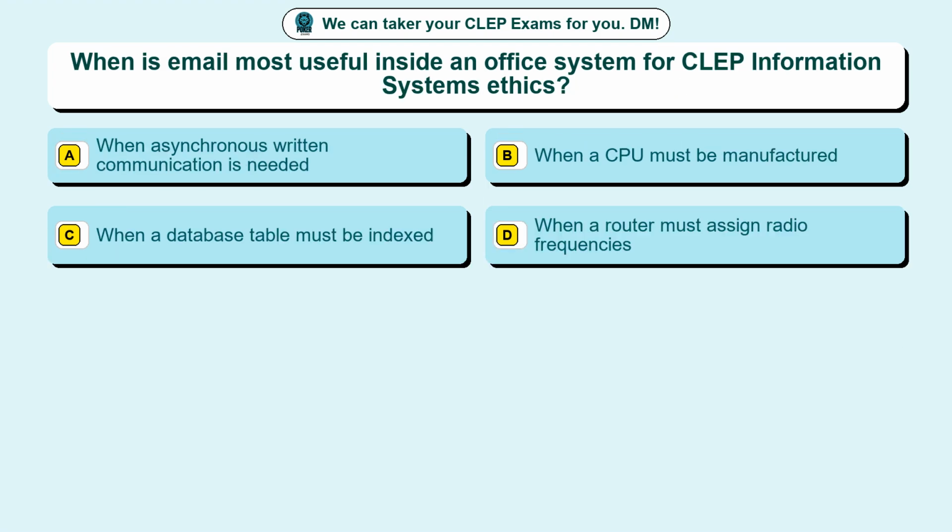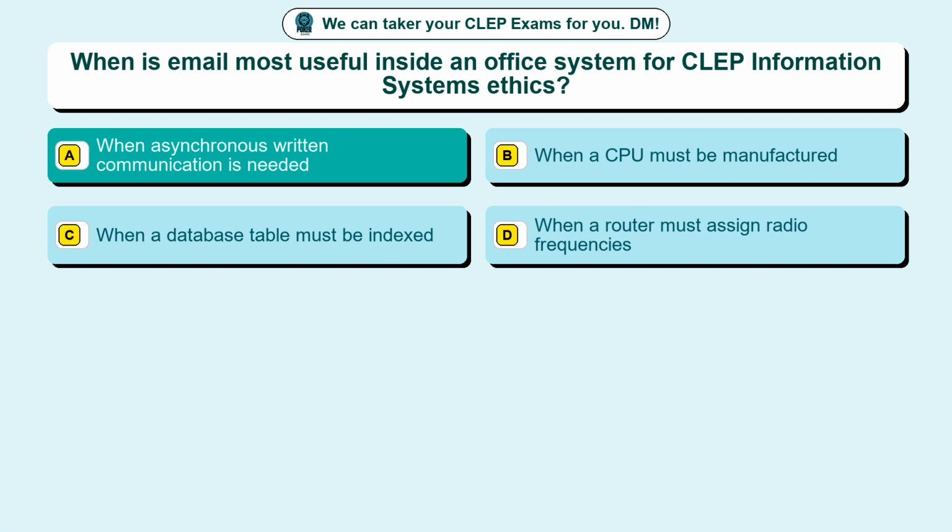Question 4. When is email most useful inside an office system for CLEP Information Systems ethics? Option A. When asynchronous written communication is needed. Option B. When a CPU must be manufactured. Option C. When a database table must be indexed. Option D. When a router must assign radio frequencies. The correct answer is option A.